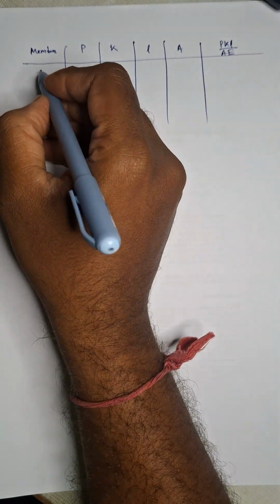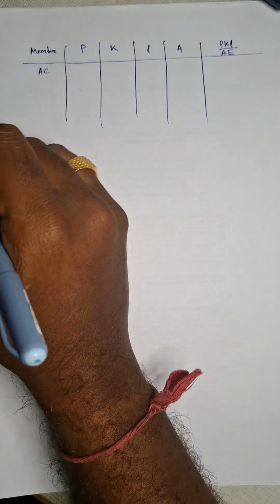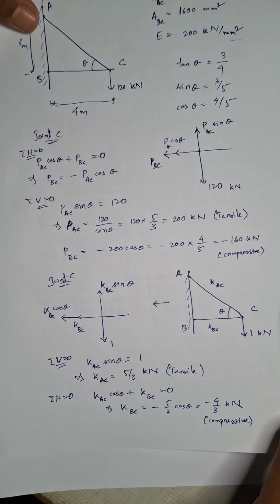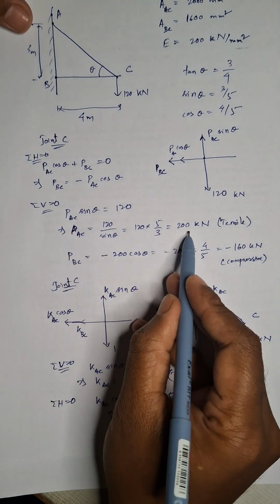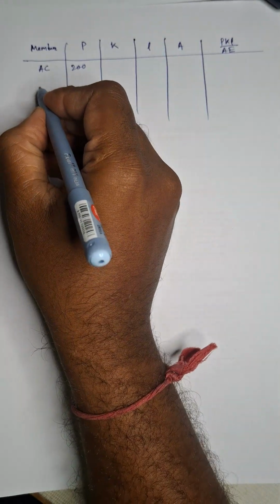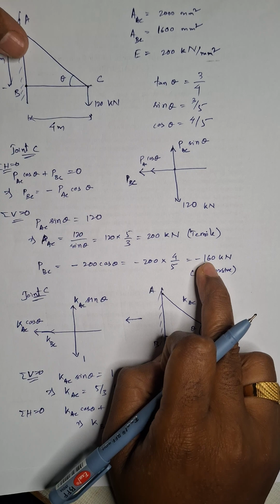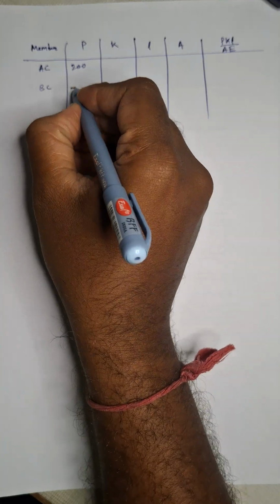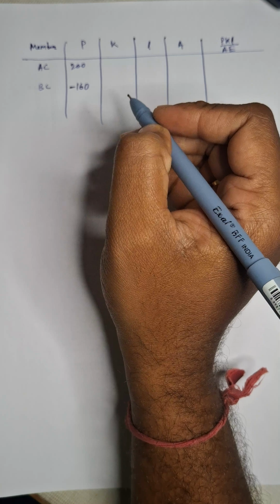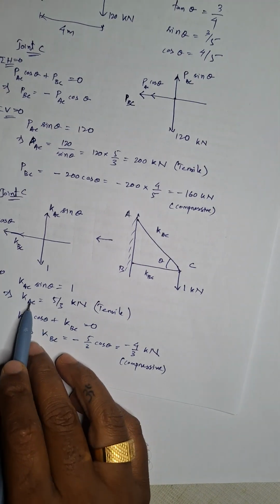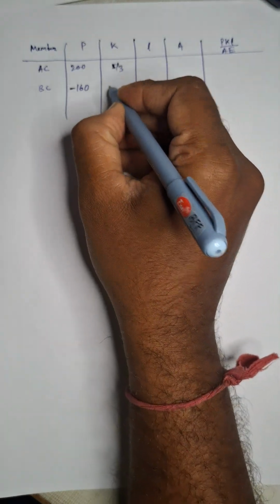First, let's consider member AC. For member AC we have already got two forces. For member AC, PAC, we have got 200 kilonewton. So I will write here 200 kilonewton. Next member BC. For member BC we have got the member force minus 160. So minus 160. Now for member AC the value of K is 5 by 3. For BC this is minus 4 by 3.